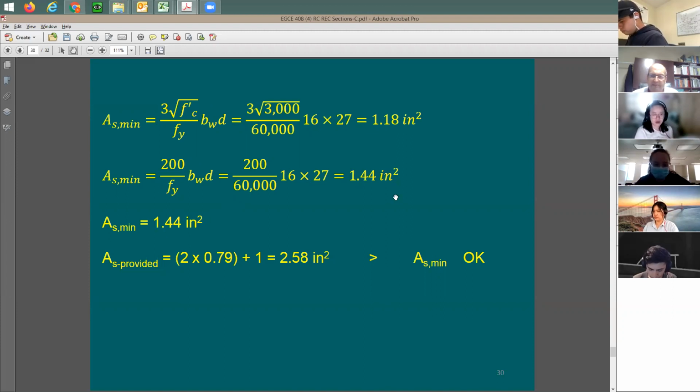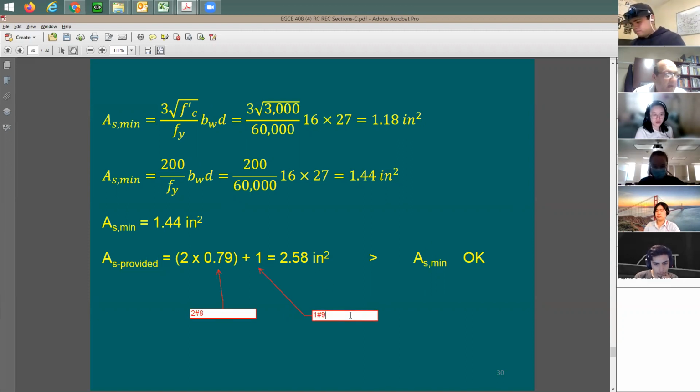Now how much is provided? I have two number 8. Each one of these number 8 has a cross-sectional area of 0.79, plus 1 number 9 of 1 square inch. So let me confirm this. This is going to be 2 number 8, right? And this one is going to be actually 1 number 9. Total provided 2.58 square inches. This is going to be more than 1.44. So we're good. We have no problem. We are able here to satisfy the required minimum reinforcement per code. So this beam passes this check.